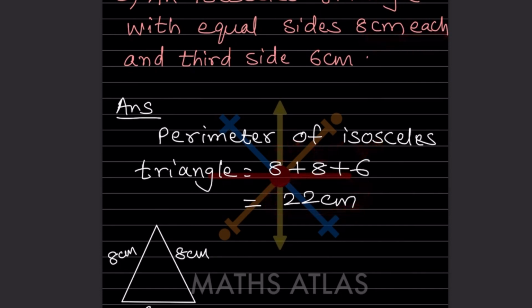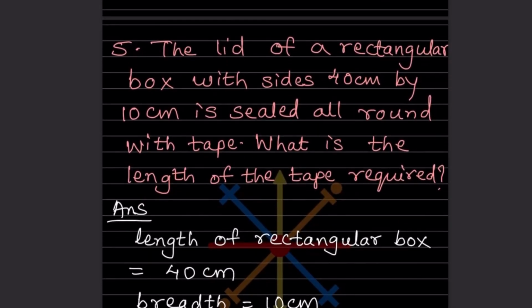is 22 centimeter. Now they said here, the lid of a rectangular box with sides 40 centimeter by 10 centimeter is sealed all around with tape. So there's a rectangular box, and this is sealed with a tape. So what is the length of this tape required? So how much tape have they used over here. So here what will you do now?